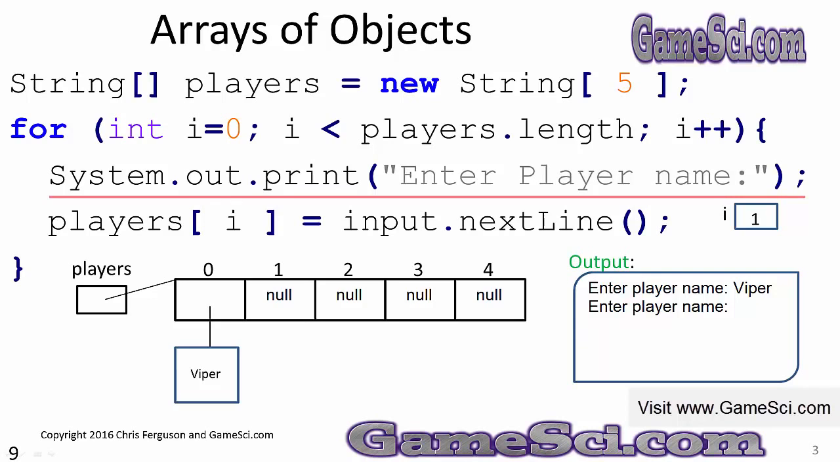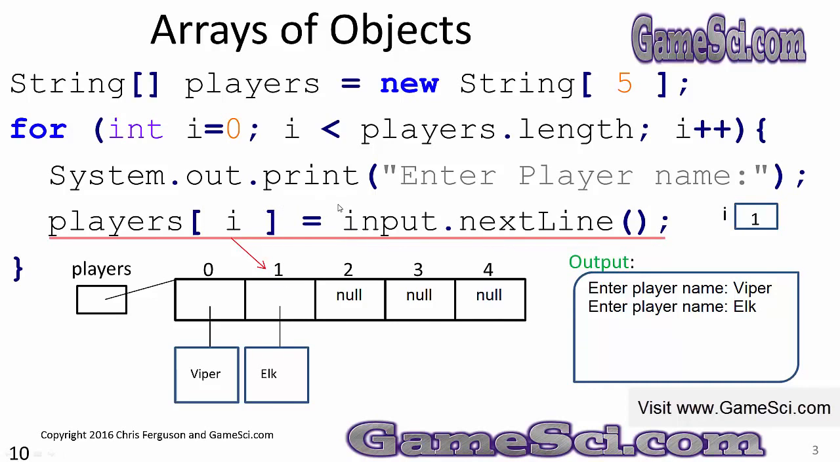Spitting enter a player name out to the screen a second time, we're prompting the user to enter values for the array. This line of code will first execute input.nextLine. input.nextLine will wait on keyboard input until the user types in and hits enter. So the user typed in elk and hit the enter key. As soon as they hit the enter key, the result of their typing gets assigned to player subscript i. Well, i contains the 1. So we're accessing slot 1 of the array and assigning elk to position 1 of the array.